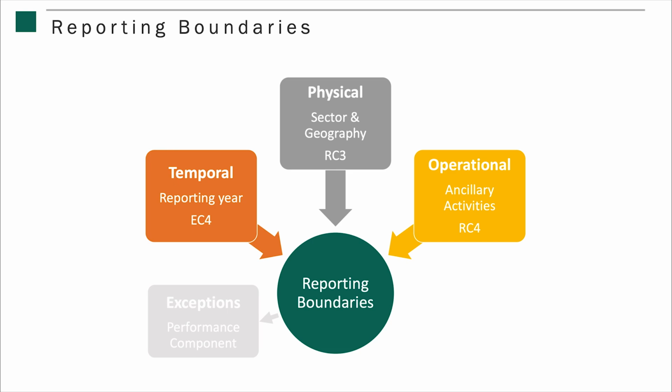To this end, the asset assessment includes indicators that help to accurately describe the boundaries of reporting for each entity. These indicators are: first, EC4 reporting year. This describes the temporal boundary for reporting. Second, RC3 sector and geography. This includes the list of asset facilities with their geolocation, thus describing the physical boundary for reporting. And third, RC4 ancillary activities. This includes the list of ancillary activities undertaken by the entity, thus describing the operational boundary for reporting.